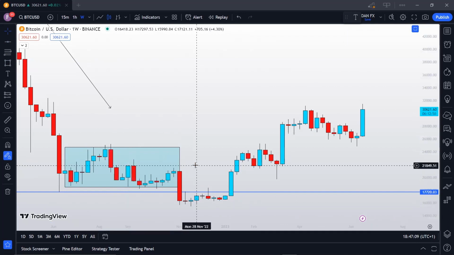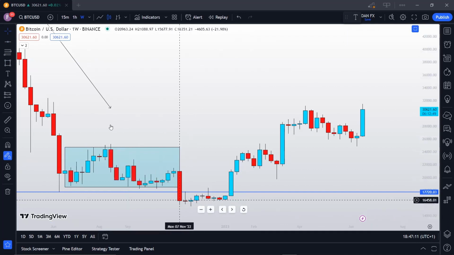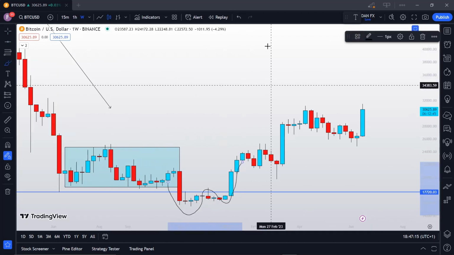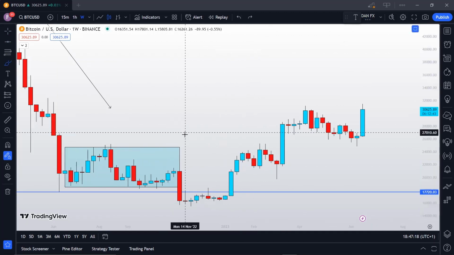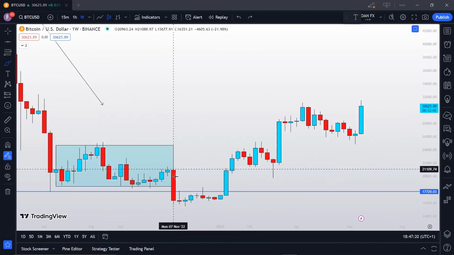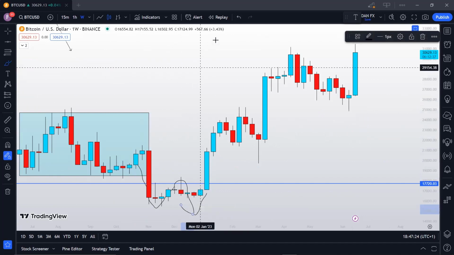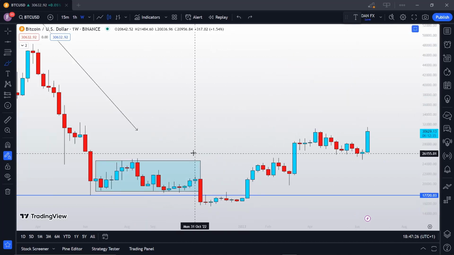So now you can see that after this consolidation here, the market breaks to the downside and does what? It forms a W formation all the way down in here, right? So there are people who trade break and retest. Some people who trade break and retest will look at this and expect the market to continue going down, but that's not what's going to happen.